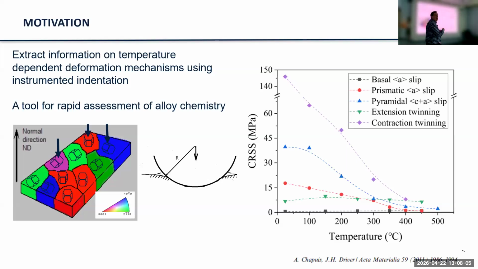Over here on the right is just some literature data. It's very difficult to measure some of these parameters, but what they're trying to show you is this pyramidal slip, which was around 40 megapascals, versus the basal slip, 1. As you go up in temperature, this drops down substantially, okay? So we'll see if we can get some information from these indentation tests that is consistent with this.